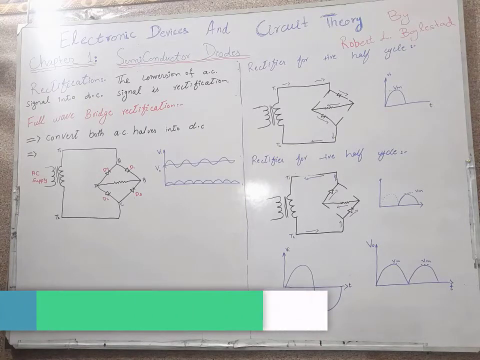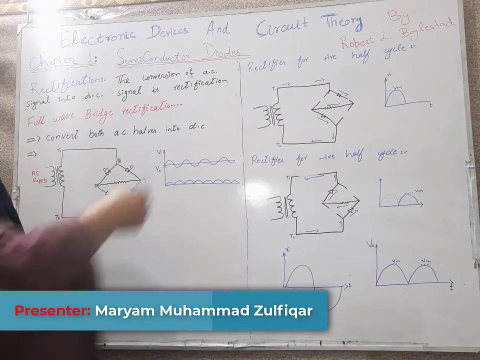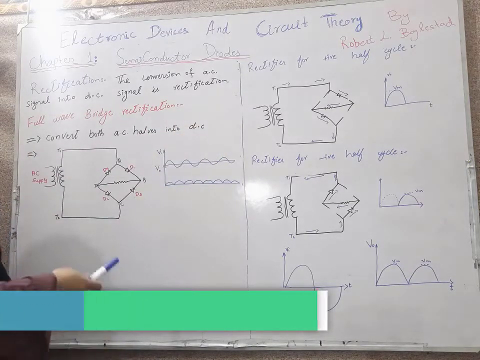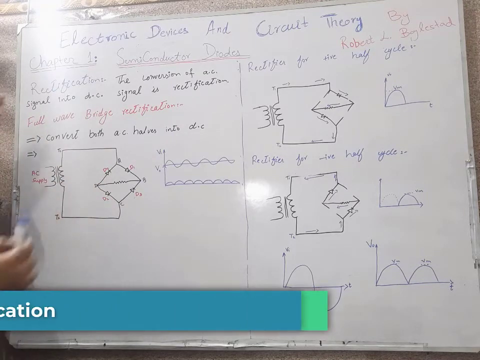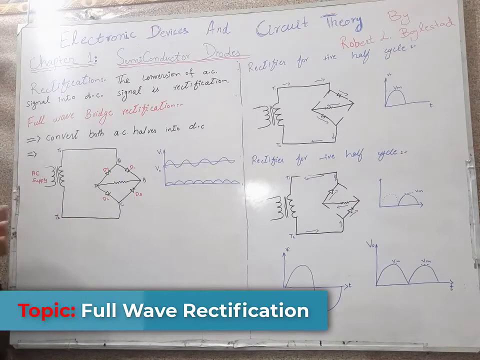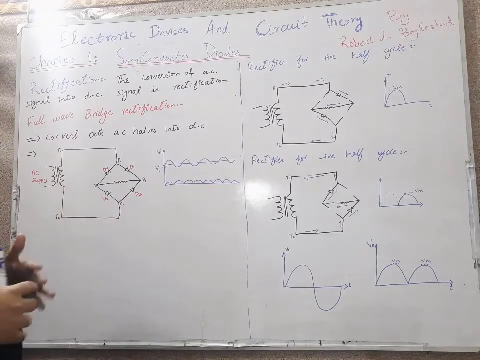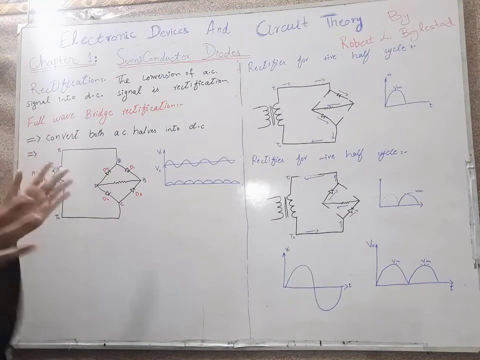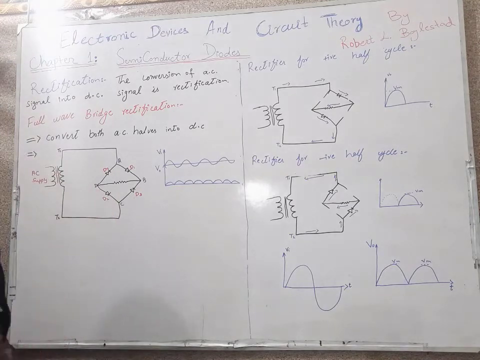I am Maryam. We have started the series of Electronic Devices and Circuit Theory by Robert L. Boylestad. This is our chapter number 1. In this chapter, we will discuss the semiconductor diodes. And this is the application of semiconductor diode. Today our topic is rectification. We have created the series on half wave rectification. And now, today our topic is on full wave bridge rectification and full wave transformer rectification.